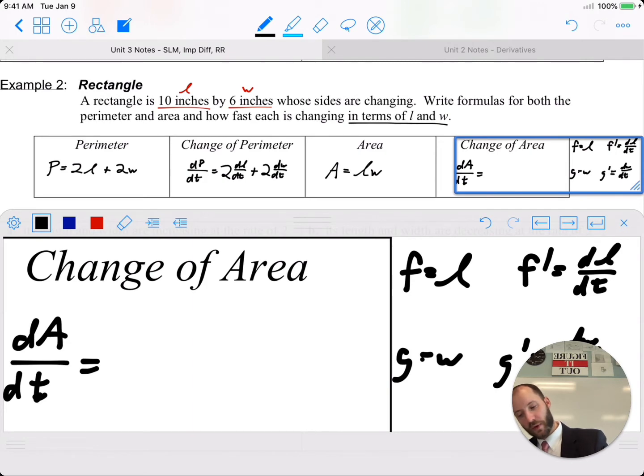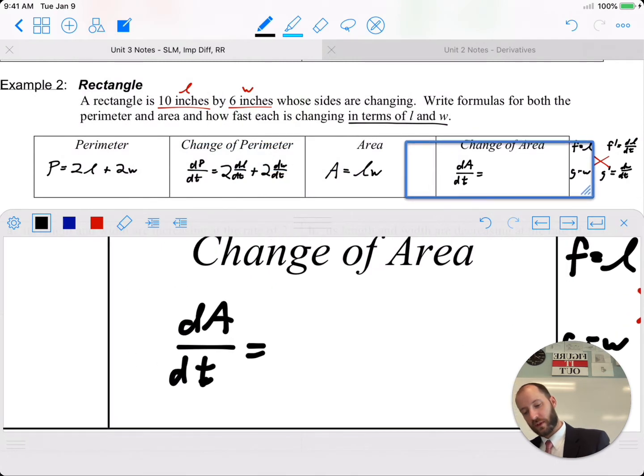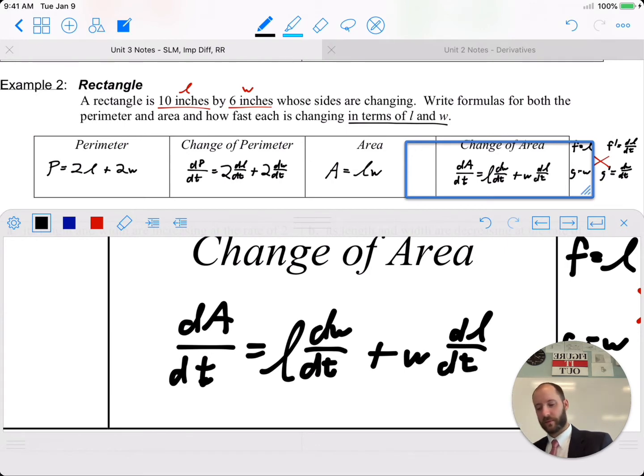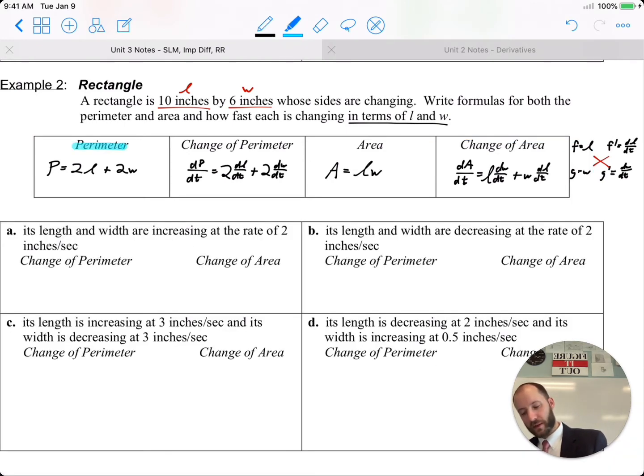Okay, so you kind of want to work up to doing those mentally, but if you have to write it down, go ahead. Then create the cross, so almost like cross multiplying. Not really, but it feels like that. So you have L dW/dt plus W dL/dt. So we have our base equations, perimeter and area.